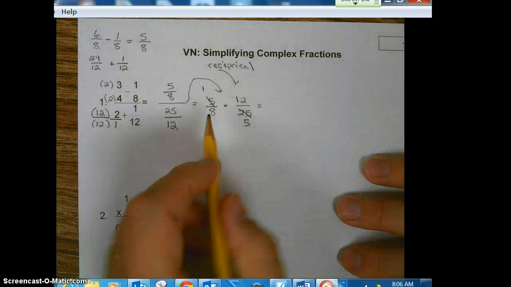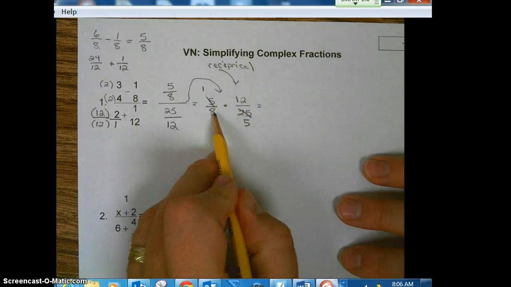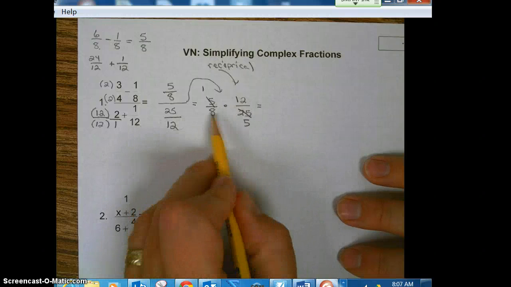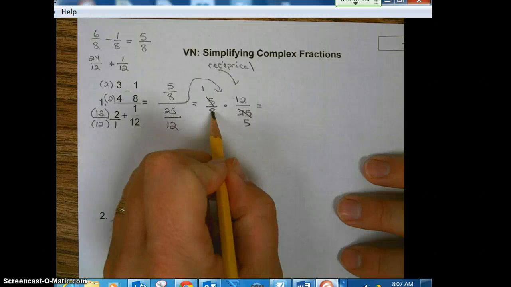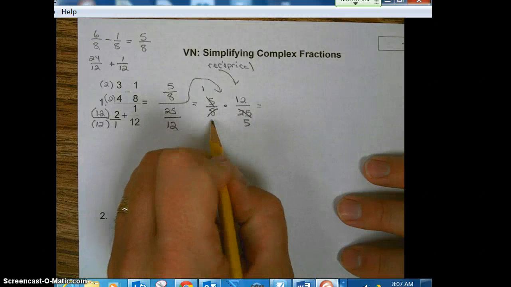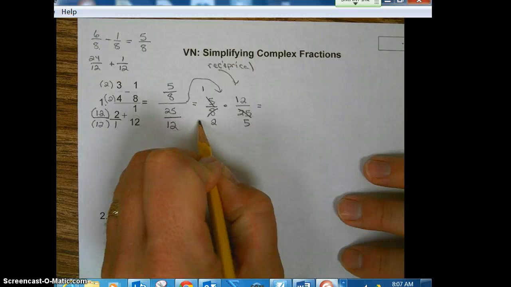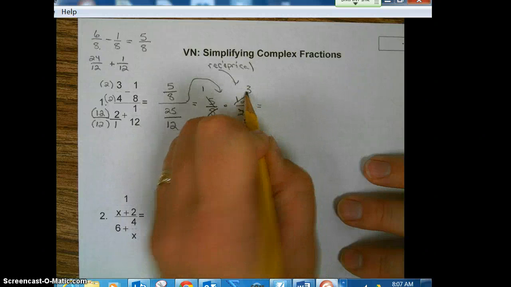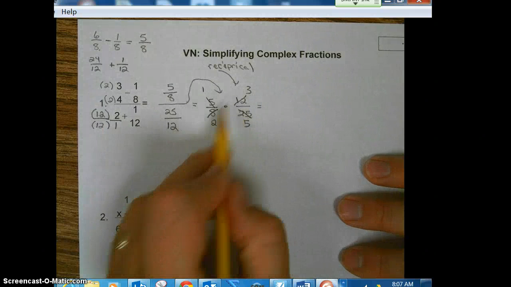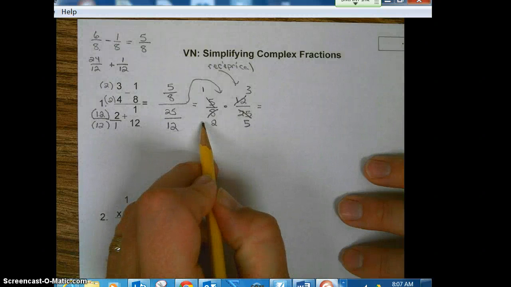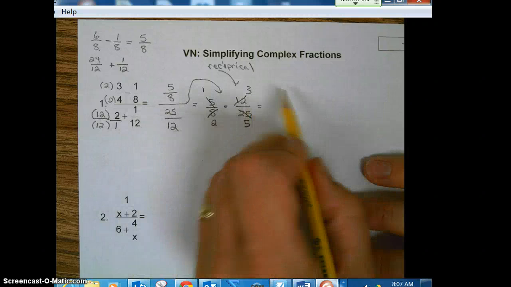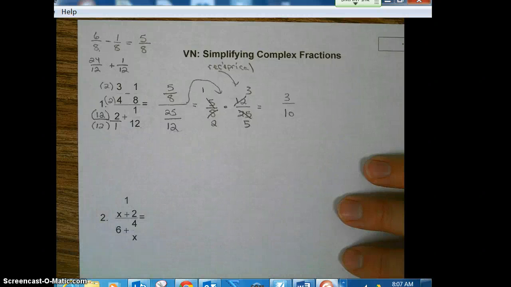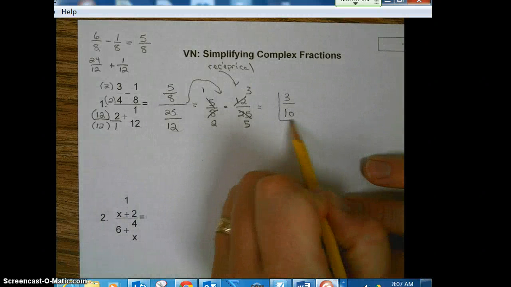Now what can I factor out that they have in common? Well, I could do a 2, but I could get a bigger one too. How about a 4? If I factor out a 4 here, I'm left with 2. Remember, I factored out a 4. Factor out a 4 here, and I'm left with a 3. The 4s that I factored out cancel. So now I'm left with 1 times 3 over 10. That would be my final answer.